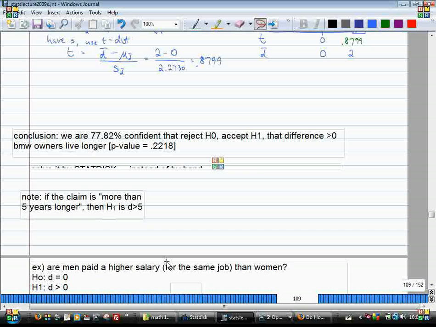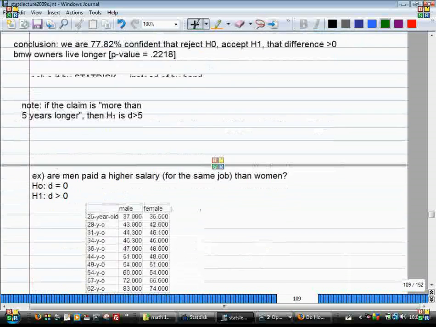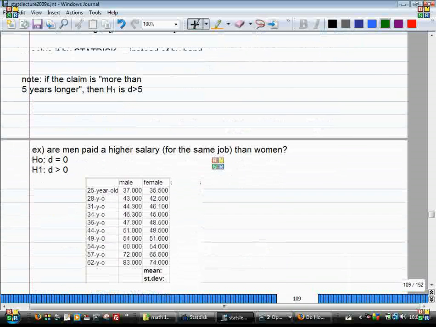Now I want you guys to work on this problem. Are men paid a higher salary for the same job than women? And here's your data. First of all, notice how it says, are men paid a higher salary than women? So what are your claims? Larger than, in particular, the difference larger than 0.